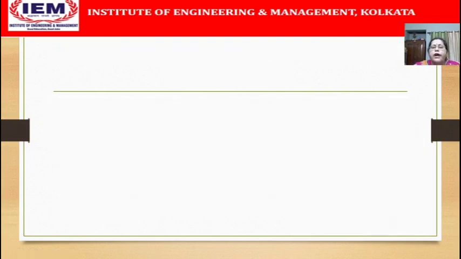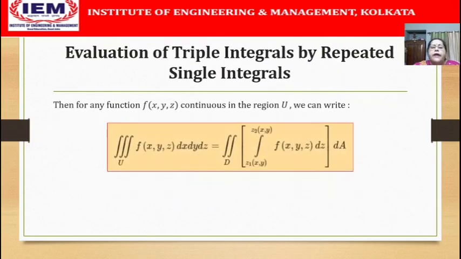And now how do we evaluate this integral? See that now our formula tells us that for any continuous function f of x, y, z in the region U, we can write the triple integral f of x, y, z dx dy dz over U in this form, where we have an inner integral which is first integrated with respect to z from the lower surface z1(x,y) to the upper surface z2(x,y), and the result of this integration is now integrated for the region D in the xy plane.